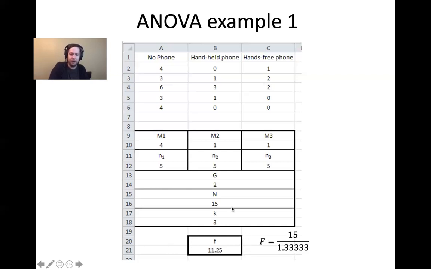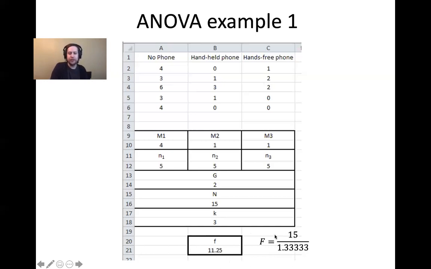The F ratio, if you were to analyze this, is 11.25. The math that produces this is a numerator, an MS between, of 15, and a denominator, an MS within, of 1.3 repeating. 15 divided by 1.3 repeating gives you 11.25.